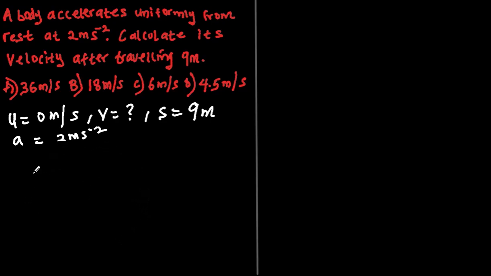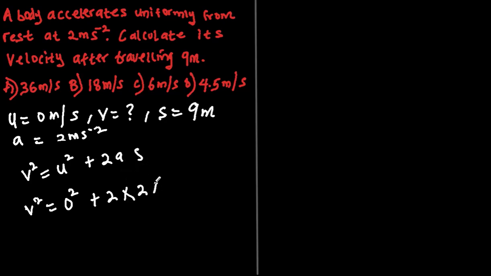All right, so the equation that has all of this is V squared equals U squared plus 2AS. So we have U, A, V, and S. Now we are looking for V. So V squared, starting from rest, 0 squared plus 2 times acceleration, which is 2, times distance, which is 9. So V squared is going to equal 2 times 2 times 9, which is 36.